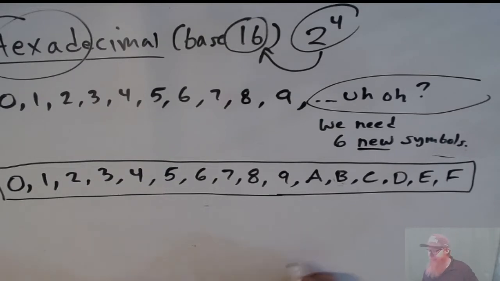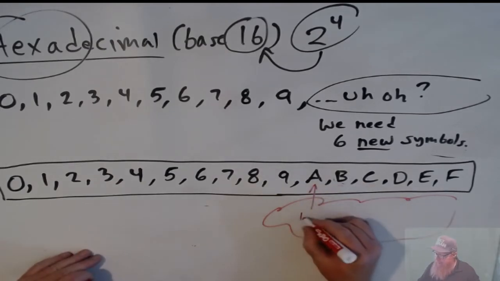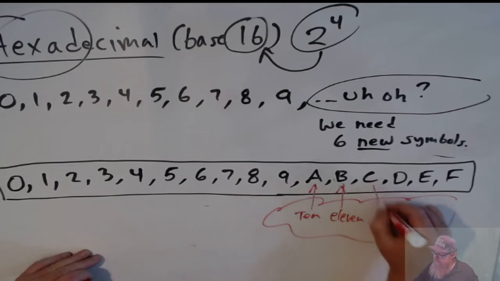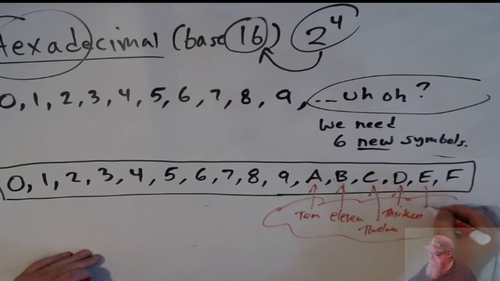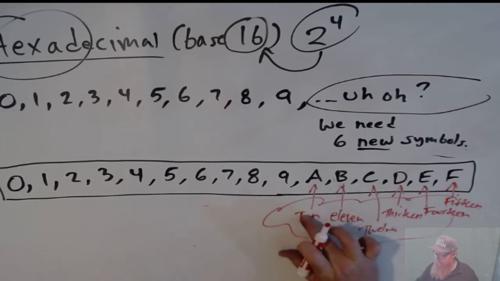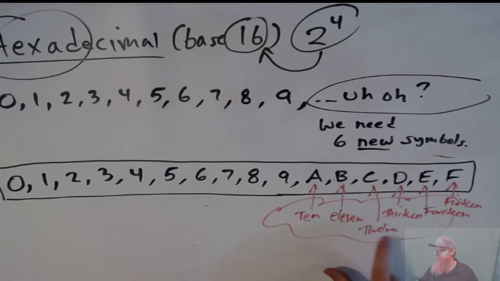Okay. So keep in mind, here's your little mind cloud. A means 10, B means 11, C means 12, D means 13, E means 14, and F means 15. All right, so keep that in mind. They're not letters. These are hexadecimal numbers: 10, 11, 12, 13, 14, 15.